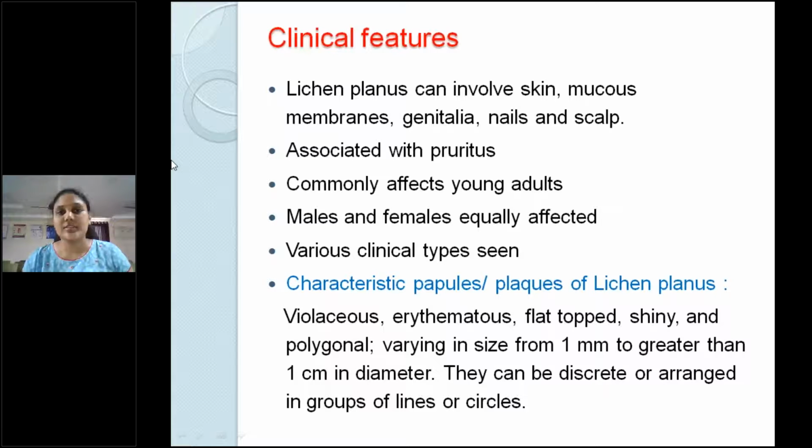Next, coming to the clinical features, it can involve skin, mucous membranes, genitalia, nails, scalp, any part of the body. It is associated with intense pruritus, and it commonly affects young adults. Males and females are equally affected, and various clinical types are seen. So what are the characteristic lesions? They are violaceous, erythematous, flat, shiny, and polygonal in shape. The size may vary from 1 mm to 1 centimeter, and they can be discrete or arranged in groups of lines or circles.